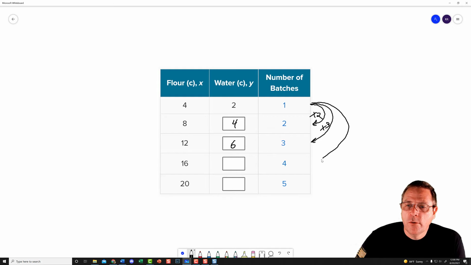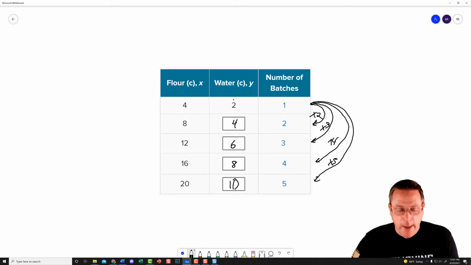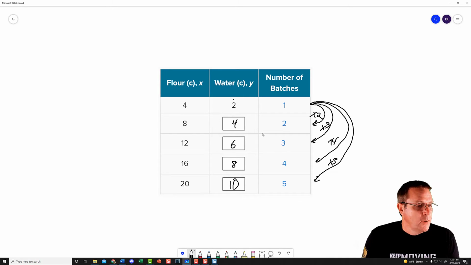To get to my fourth batch, we're going to do 1 times 4 is the fourth batch. 4 times 4 is 16. 2 times 4 is going to be 8. And then to get down to my very last batch, I'm multiplying by 5. 1 times 5 was 5. 4 times 5 was 20. 2 times 5 is 10. And if you plug those numbers into your problem on your computer and press the check button, it would give you a green check mark telling you that you did good.